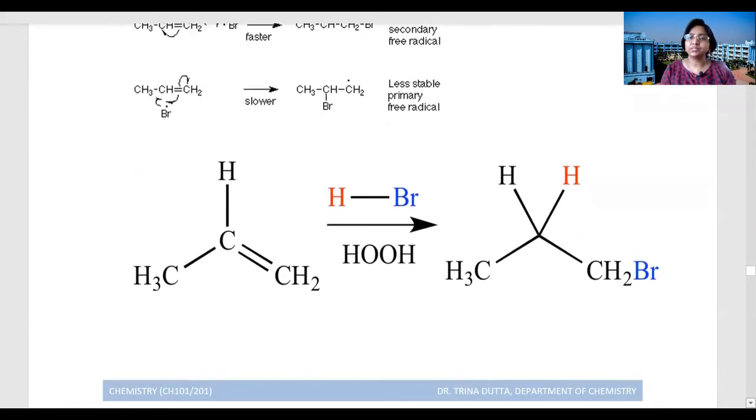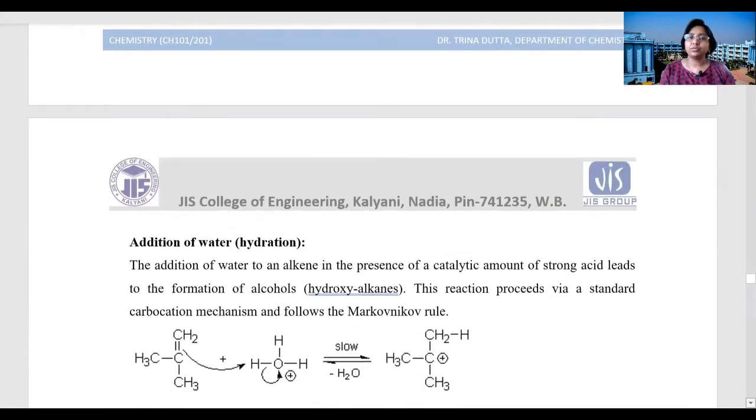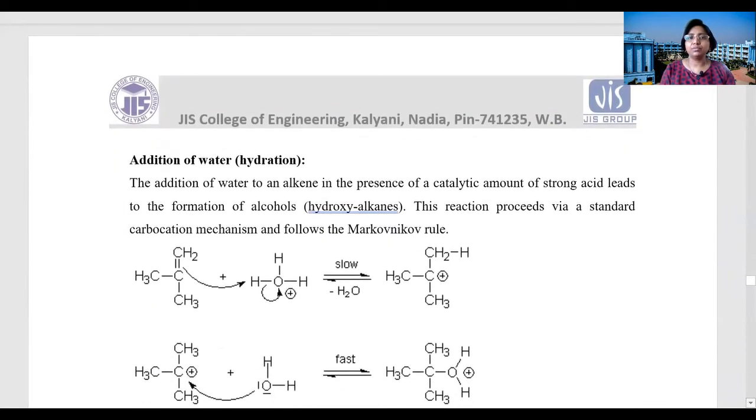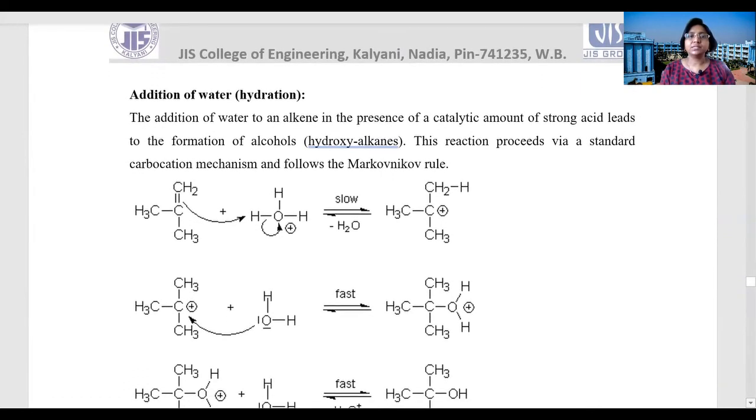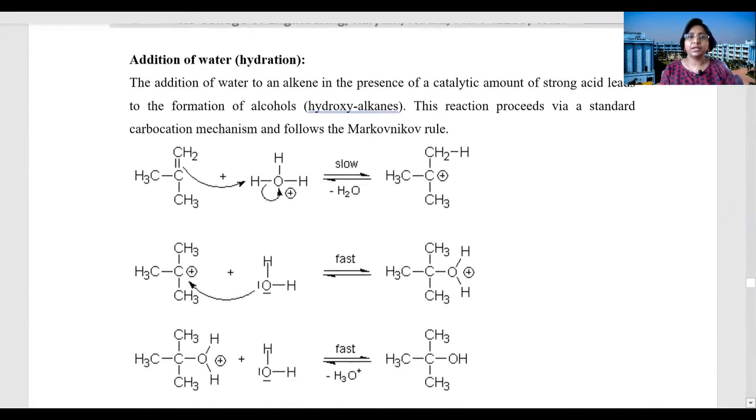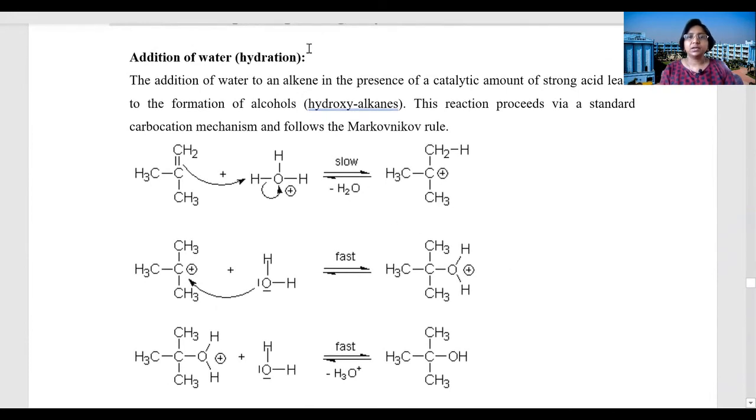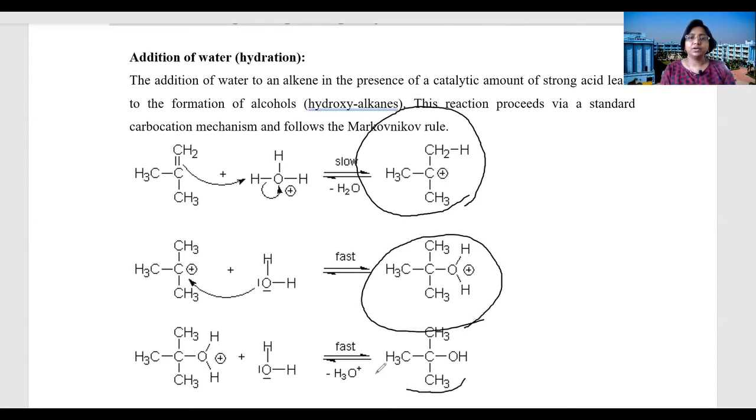So you have well understood the Markovnikov rule and the anti-Markovnikov rule. These are different examples of addition reactions. This is the addition of water, called hydration, shown in different steps. First, here we are getting the carbocation. Then this step, and ultimately we get the product. So that is the addition reaction where some elements are added.